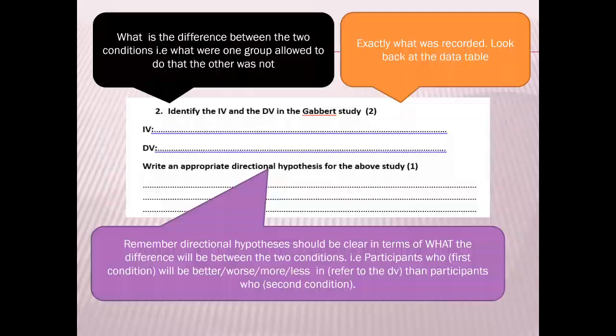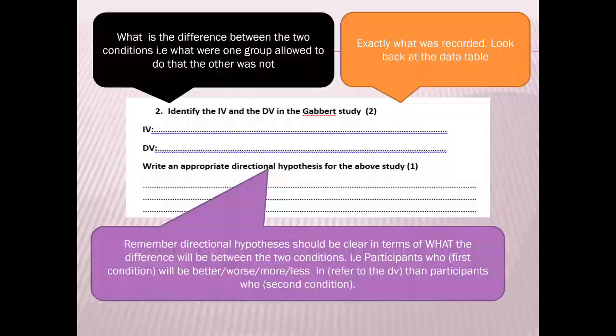We now need to just have a quick look at some of the research methods questions that we get in this area. So again, we've got an IV and a DV question. So what is the difference between the two conditions? I.e., I've already told you, what were one group allowed to do that the other one was not? And the DV, exactly what was recorded. Now, in order to do this, look back at the data table and it will give you your answer.